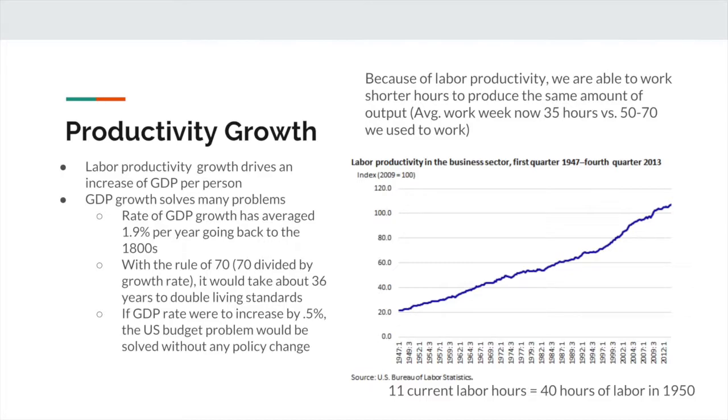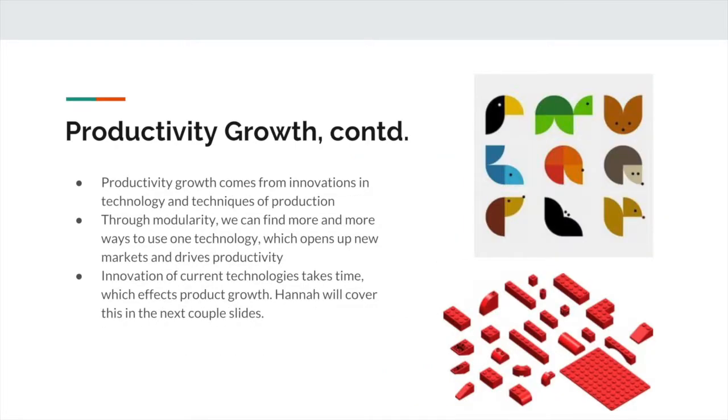And because of labor productivity, we are able to work shorter hours to produce the same amount of output. So now the average work week is 35 hours, but back in the day in the 1950s, you'd be working 50, 60 to 70 hours per week. And right now, 11 current labor hours is equal to 40 hours of labor in 1950. Which is pretty wild.